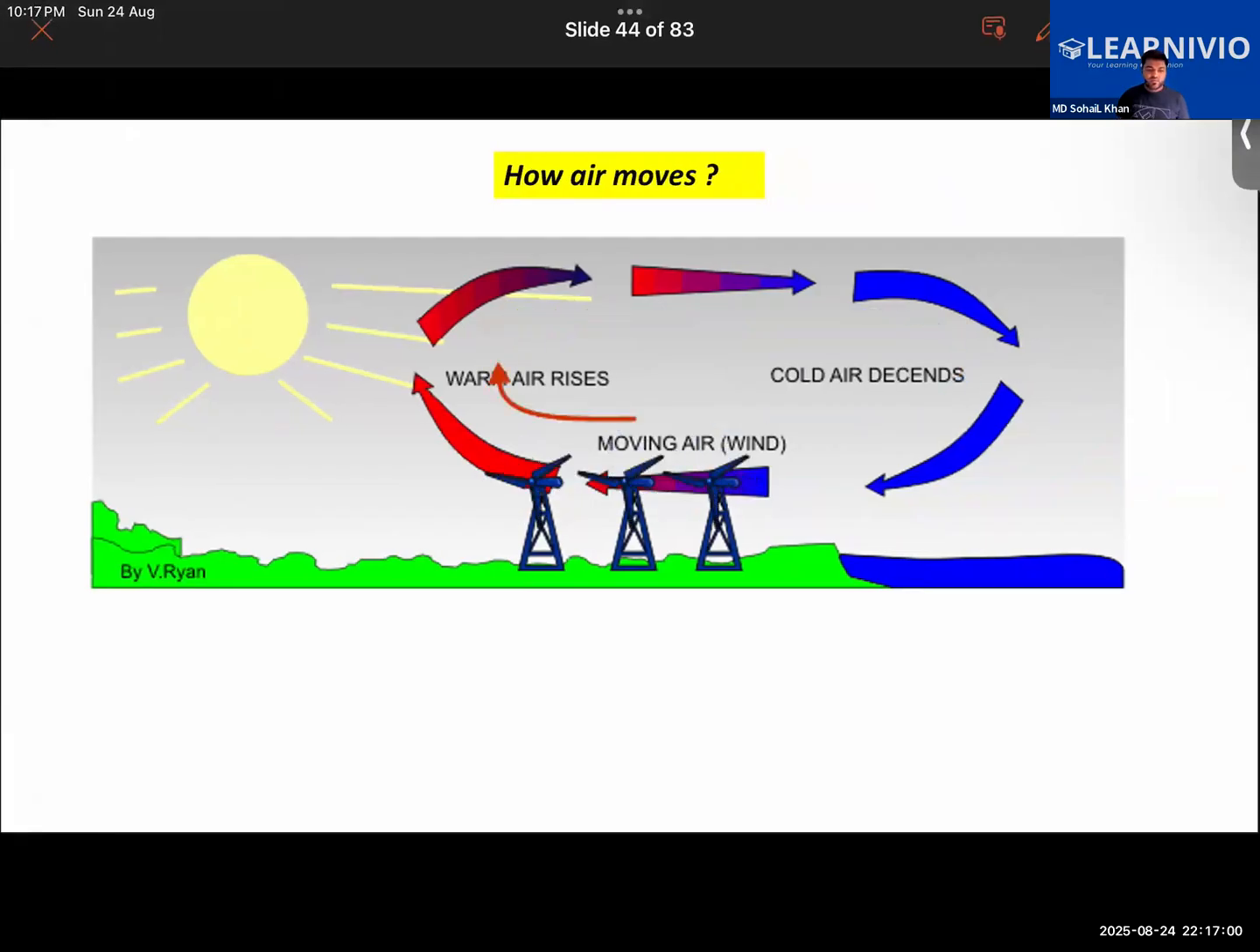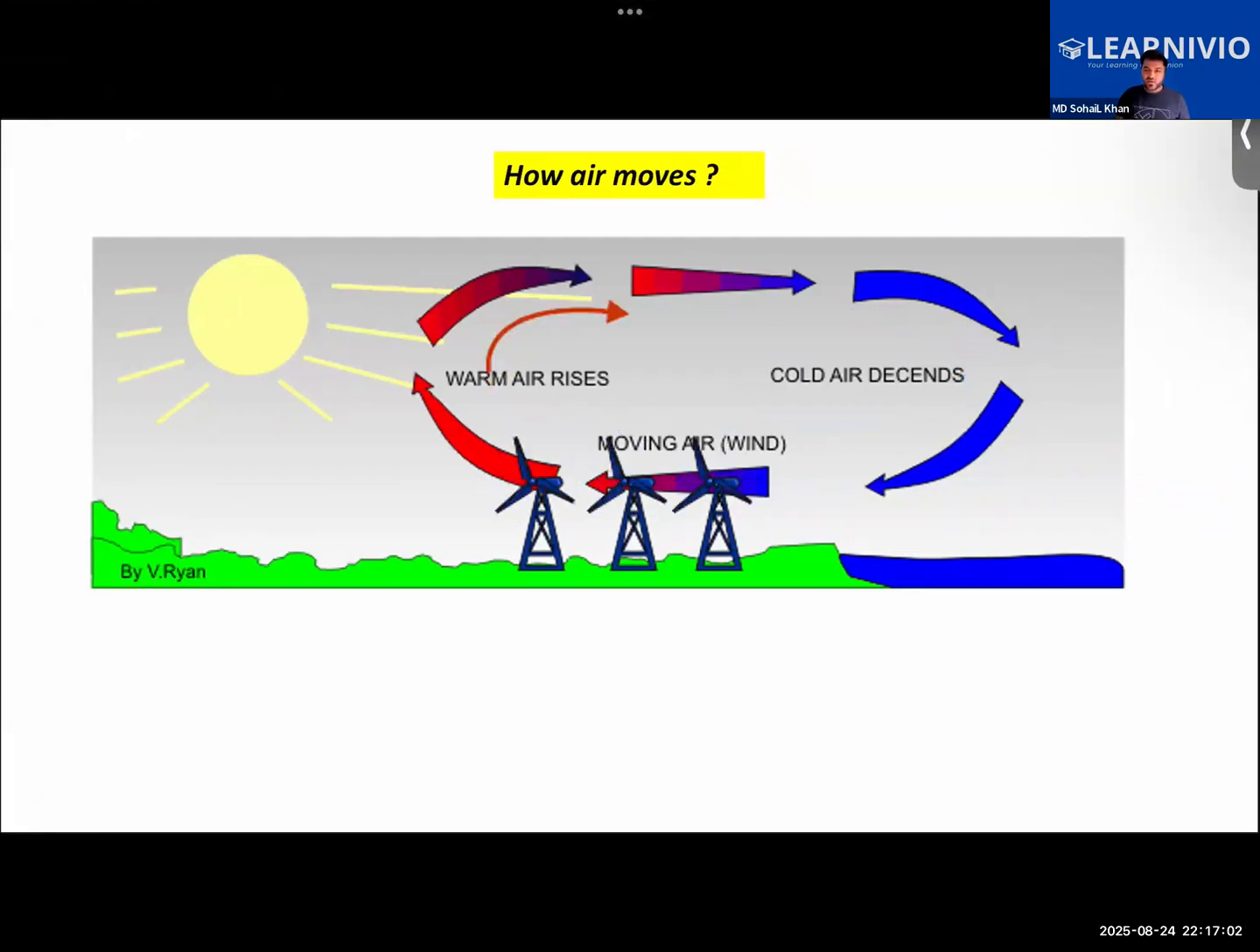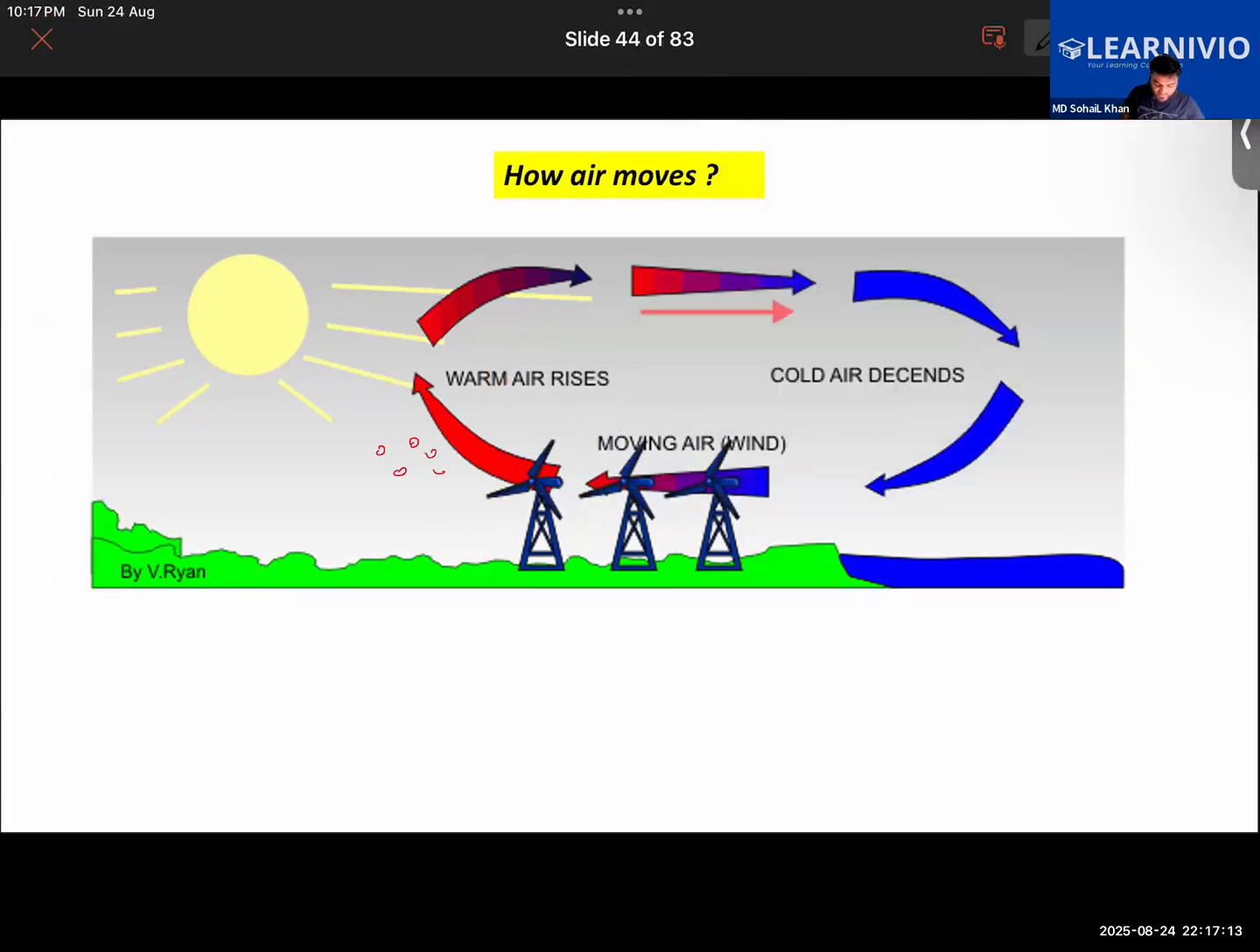See what happens during the daytime, the air above the land gets heated up faster. As the air above the land gets heated up, it becomes lighter. Right, Halima? Right, Salman and Ibrahim? Air becomes lighter, and the lighter particles rise up in the air. Getting it now? So the lighter particles will rise up.